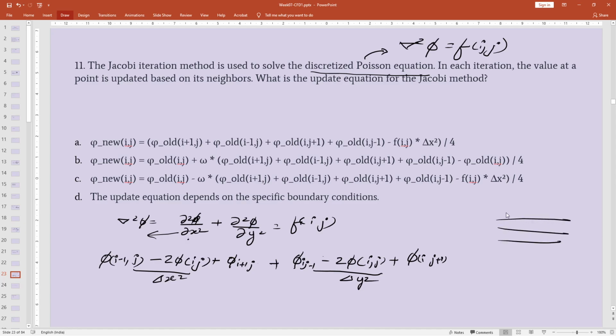Suppose we are considering a uniform mesh. Delta y, delta x, and our i j. So this is i minus 1 comma j. This is i plus 1 j. This is i j plus 1. This is i j minus 1. So this is the end of this cross that we are taking. If we are assuming delta x is equal to delta y, that is a structured mesh with equal sides, then we can rewrite this also as delta x square.